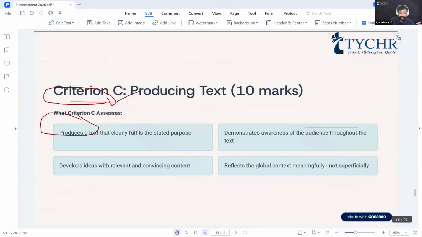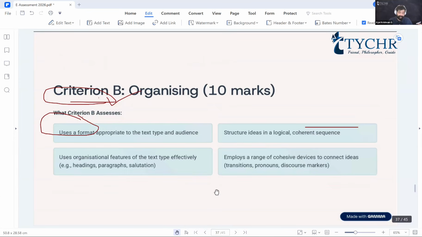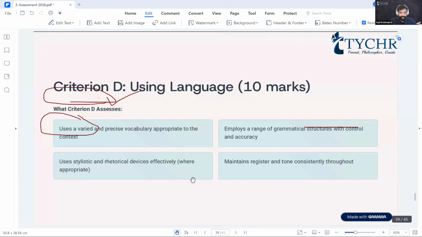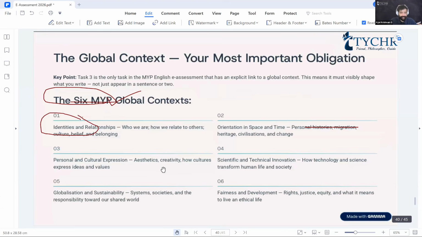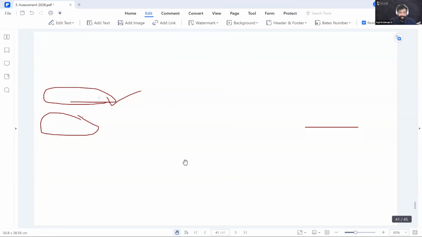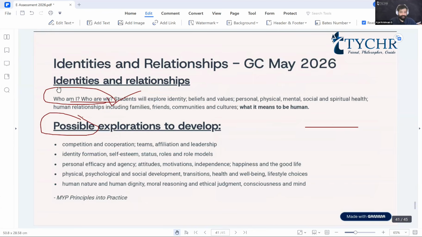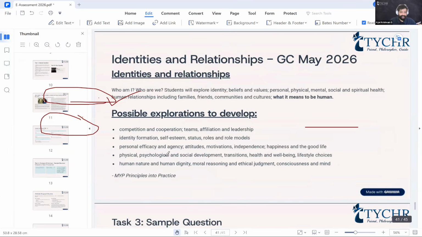As you know, task three is the one single question with the highest grades possible. It's a 30-mark question. So try not to miss that up because that's a 30-mark question. It's checked for all B, C, and D, all three categories of criteria. And as you know, this year's global issue is identities and relationships for your exam. So you know which global issue is going to come for task three. That is very clear.